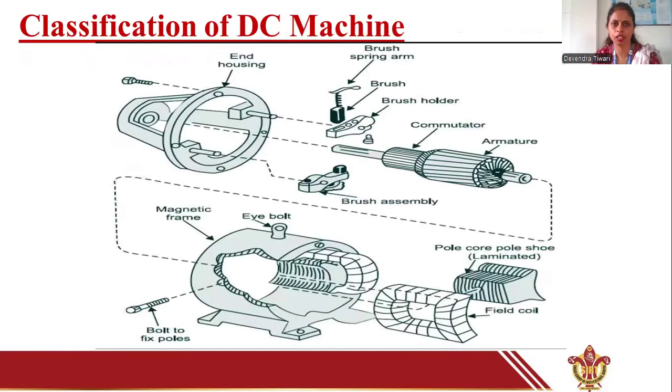So now this is the classification of DC machines. We can see here all the classification and different parts of DC machine.